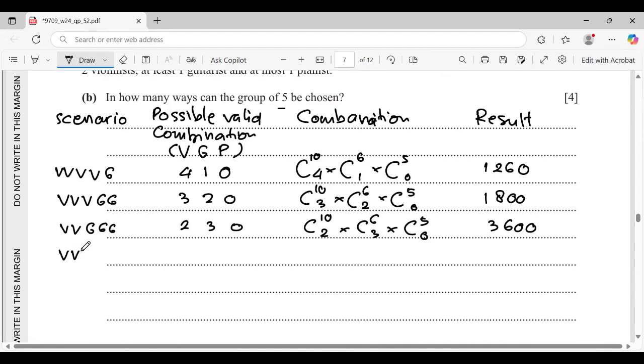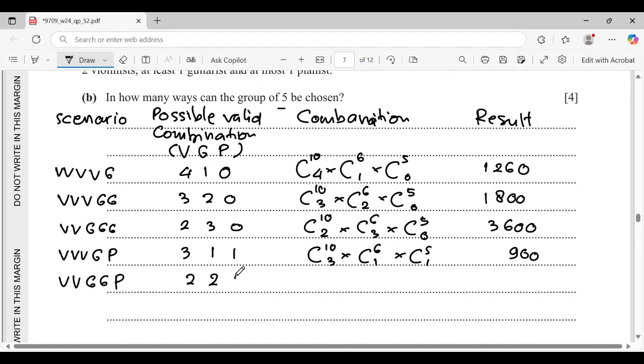And three violinists, one guitarist, one pianist. 3, 1, 1. Combination 10, 3, the combination 6, 1, the combination 5, 1. And the result is 900. And after that, two violinists, two guitarists, and one pianist.